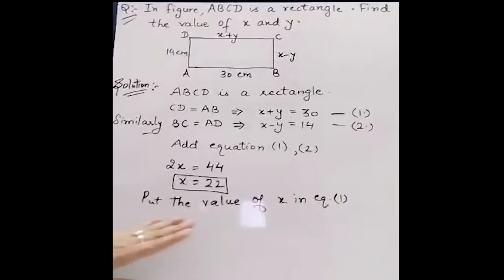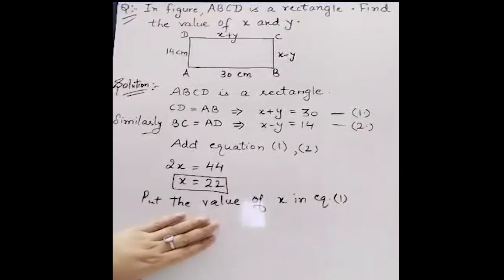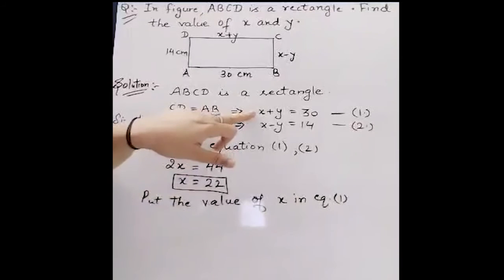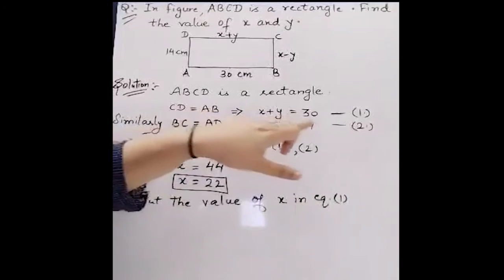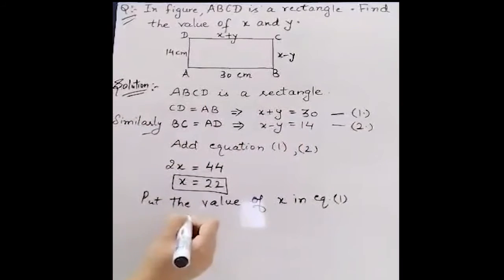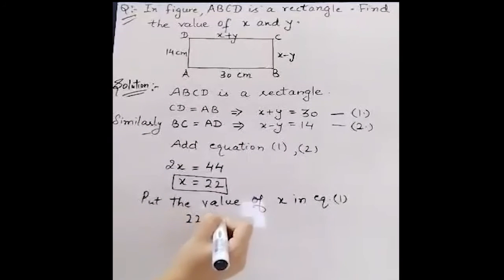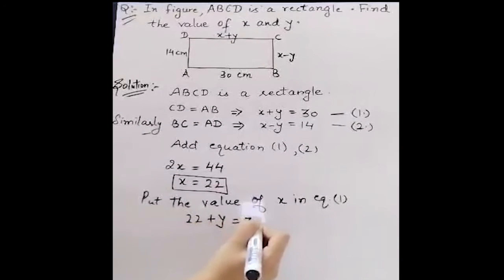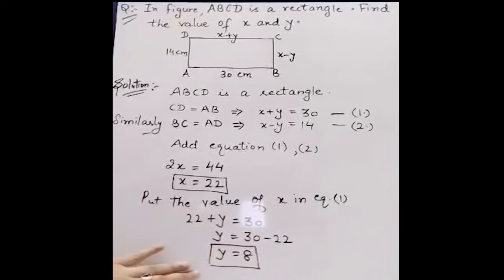So when we will substitute the value of x in first equation, that is x plus y is equals to 30, I'll get 22 plus y is equals to 30. So how to find the value of y? Y is equals to 30 minus 22 and the value of y will be 8. So in this way, we will solve the values of x and y.